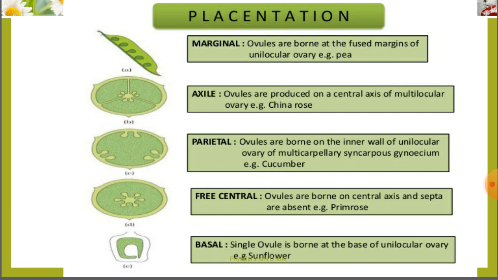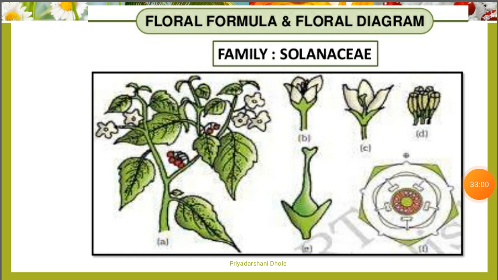And last, which is the basal placentation. A single ovule is borne at the base of the unilocular ovary. Example is sunflower. There is one locule and one ovule is present, and such type of placentation is called basal placentation.